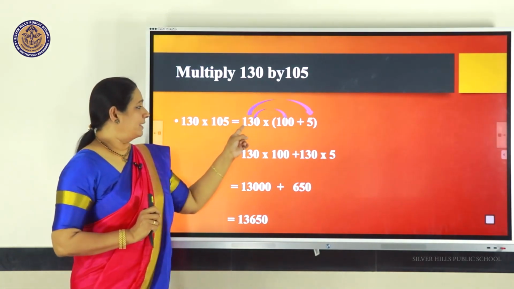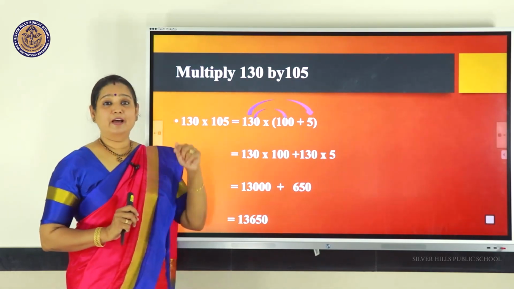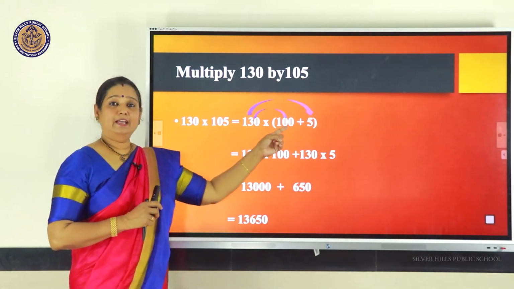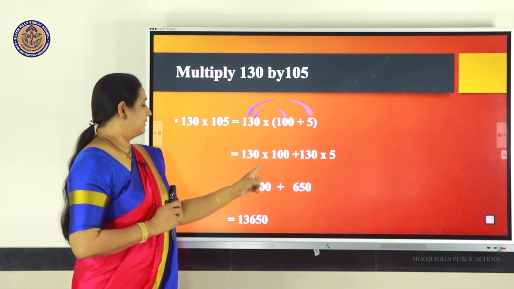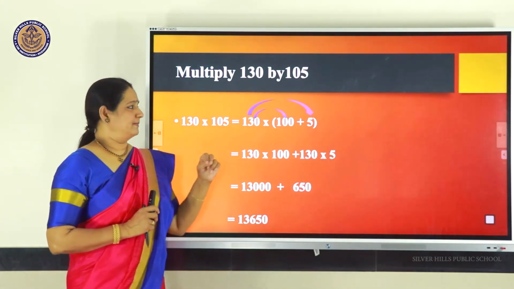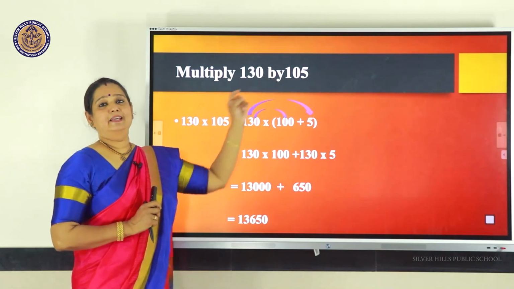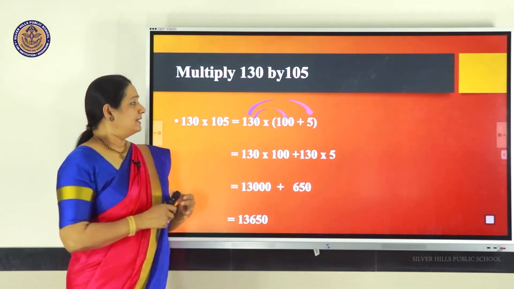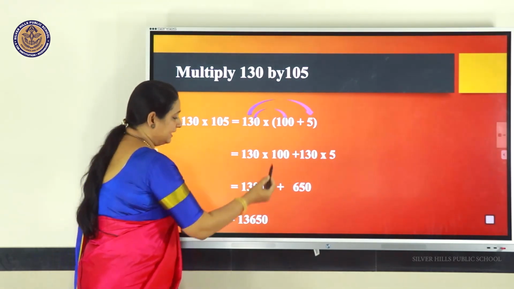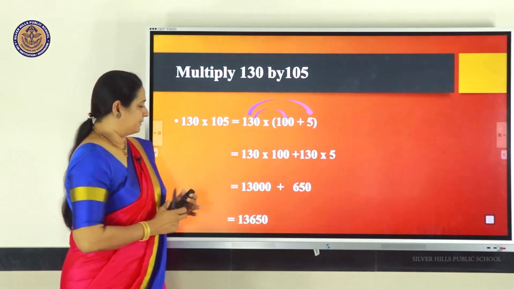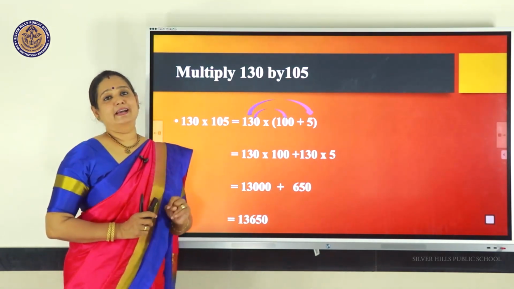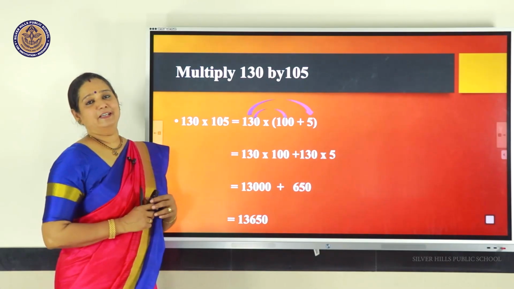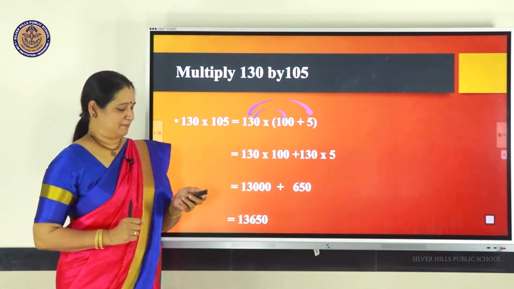First, you are going to multiply 130 by 100 because we are applying distributive property. You are distributing. So, first distribution 130 into 100. 130 into 100 is 13,000. Next, with the same 130, you are going to multiply by 5. 130 into 5 is 650. Since you have used your addition sign, here also you have to use addition sign. 13,000 plus 650 is 13,650. Okay. Let us try to do one more sum.